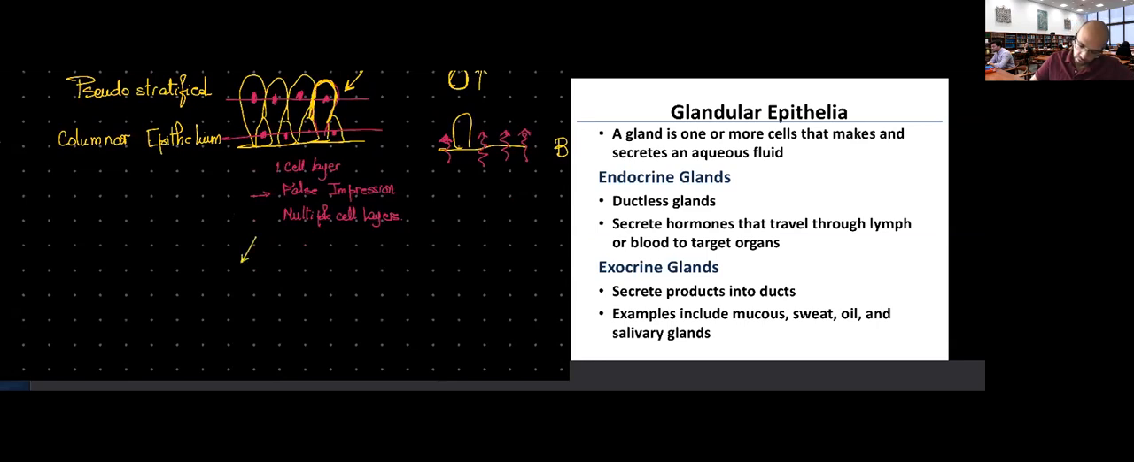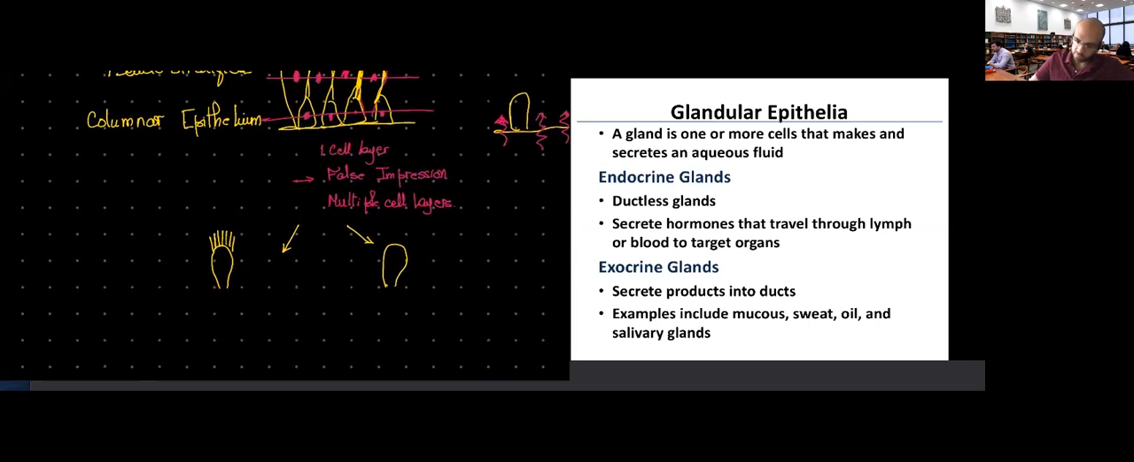So it's also going to have the same two varieties as a simple columnar epithelium. In some cases, the cells will have those hair-like projections coming out, and in other cases, the cells don't have those hair-like projections coming out. So what did we classify those two varieties of the pseudo-stratified columnar epithelium?